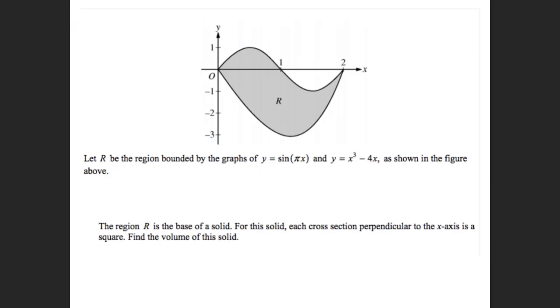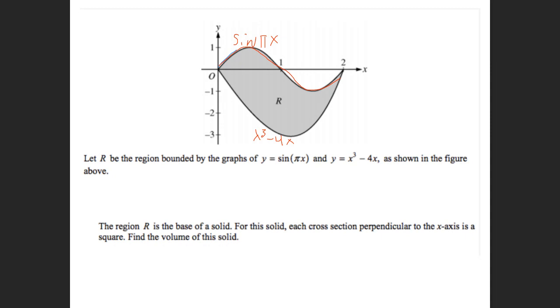Now, I don't know if I erase it. Oh, this problem here. Okay. This problem is a doozy. It says, let R be the region bounded by the graphs of y equals the sine of pi x and y is equal to x to the third minus 4x as shown in the figure. Okay, so this graph up here, and let's go in red, this one in red is the sine of pi x. This one down here is x to the third minus 4x, as shown in the figure.